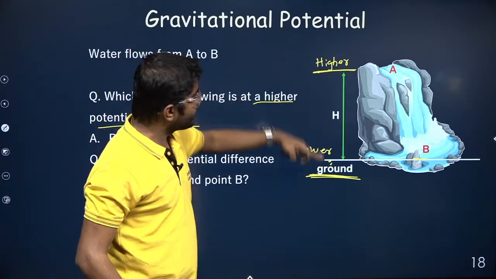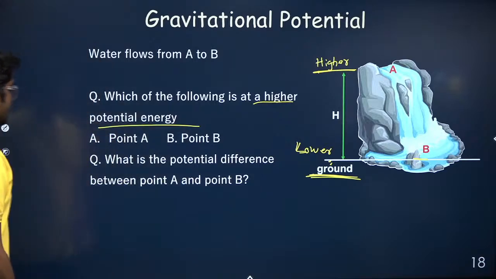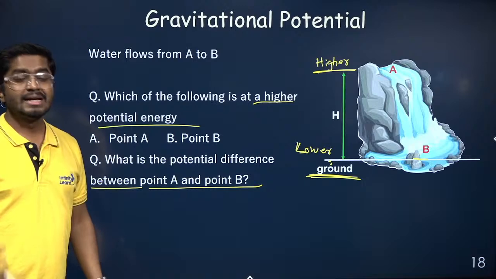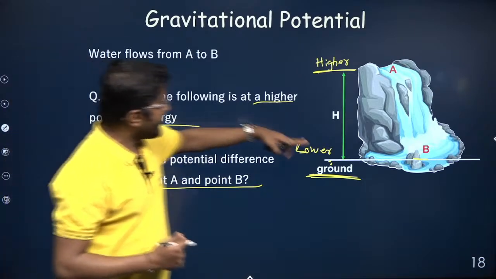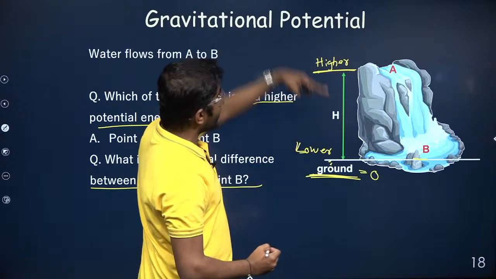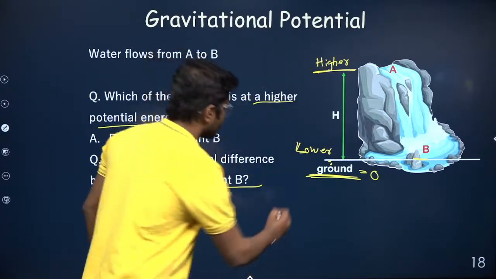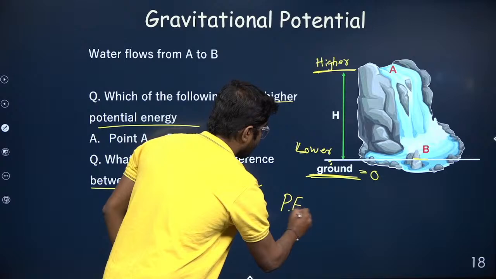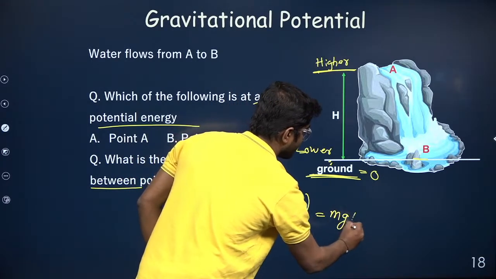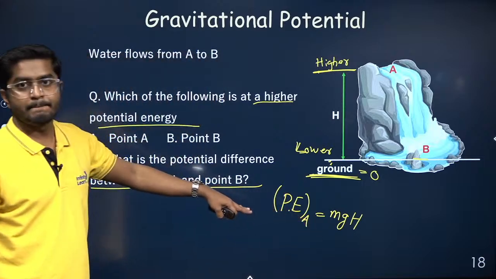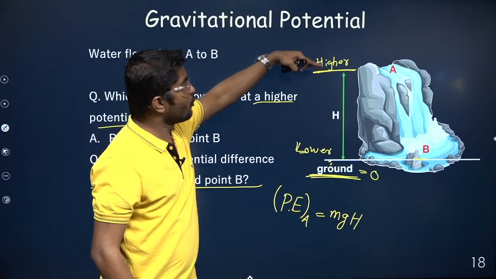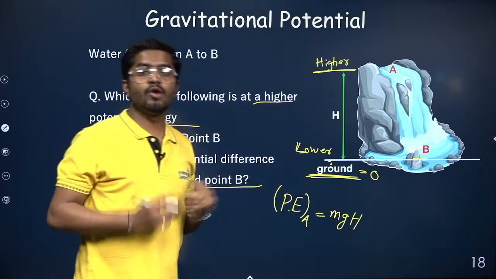Do you know how to calculate the difference? What is the potential difference between point A and point B? That is our potential energy. If the potential energy at ground is 0, then at higher potential, the potential energy at point A will be mgh. You remember this? mgh, this is the potential energy, correct? So water flows from higher potential energy to the lower potential energy.